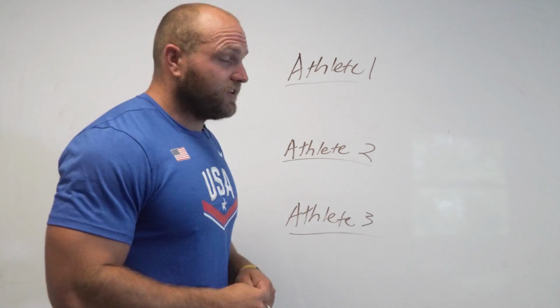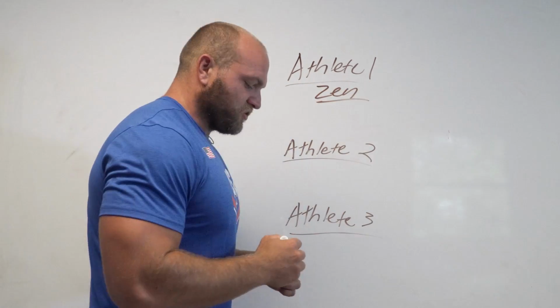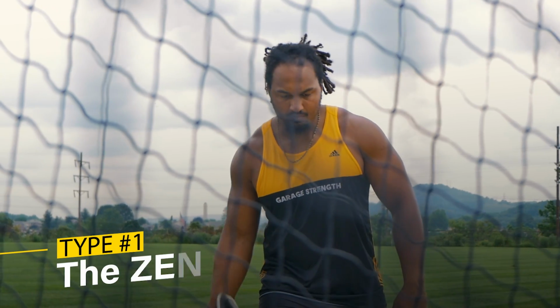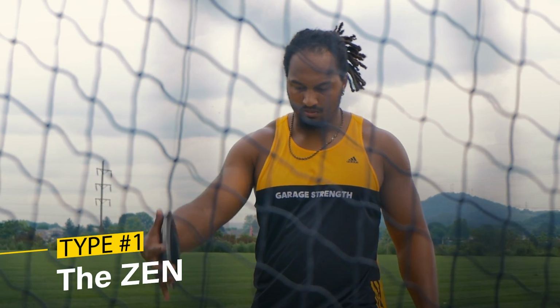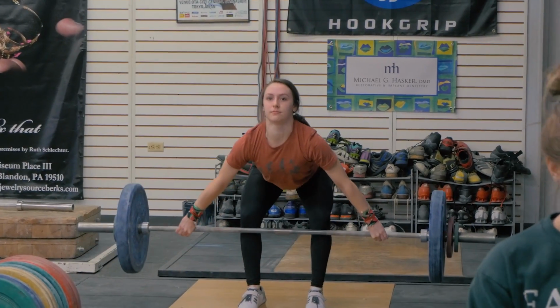So out of those 3 types of athletes, if we can think about that athlete 1, at the Garage Strength system, we refer to this as the athlete that is Zen. So if we can think about that Zen athlete, they're the individual that is much more laid back. They're much calmer in training. It's not an emotional roller coaster. They're level-headed, they're even keel.